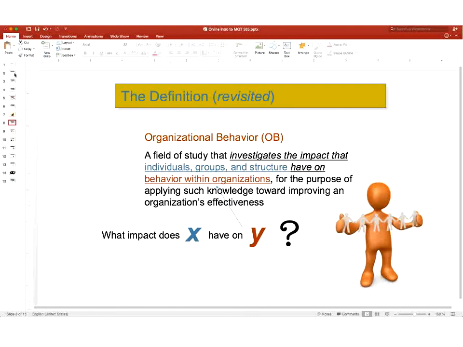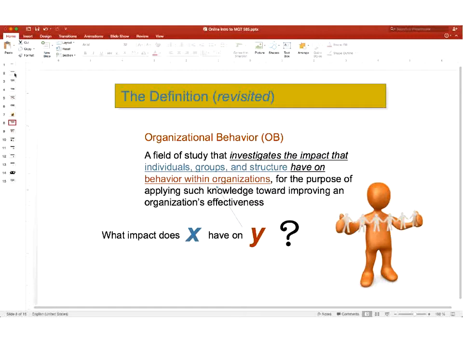The final level that we want to look at of this definition is behavior. And what we're really talking about here is how do these individuals, groups, and structures impact the organization? So what impact do these individuals, groups, and structure have on our organization? If we want to look at it in some type of formula, we would say, what impact does X have on Y? So let's first start with the Y.